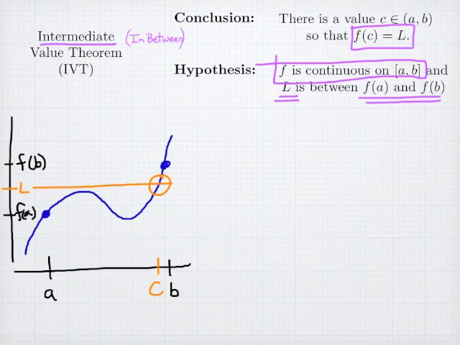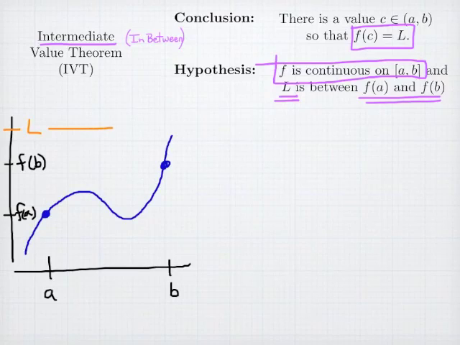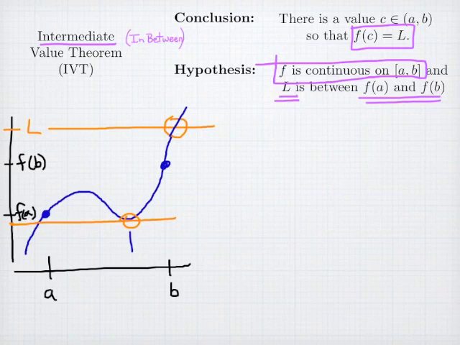It's useful to see why the hypotheses are required. I just want to show that if my L is not between f of b and f of a, then my function might cross it, or it might not. If I pick a value down here, there is a point where it crosses that's between a and b. On the other hand, at this other point, if I pick this larger value of L, the point where it crosses is not between a and b.